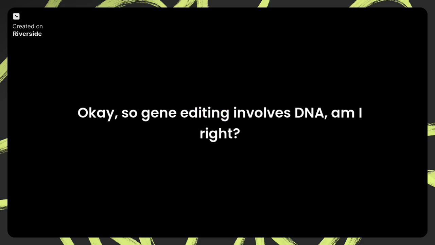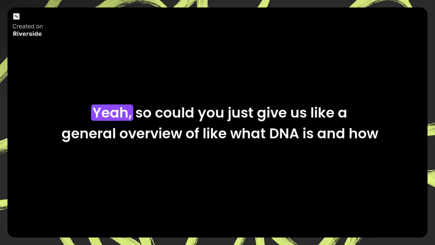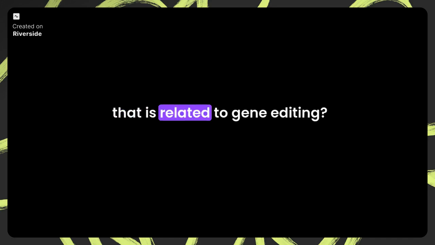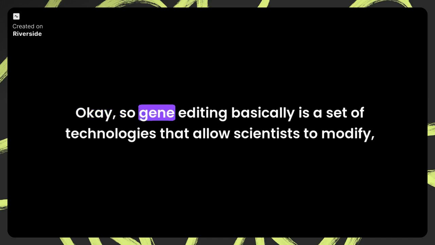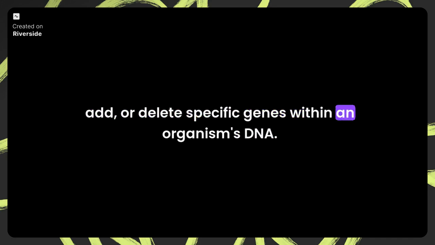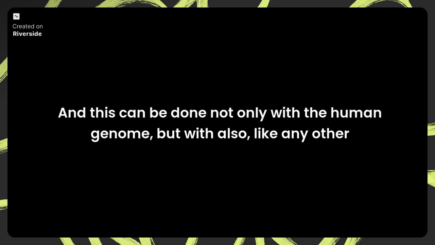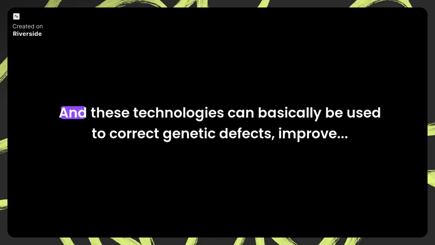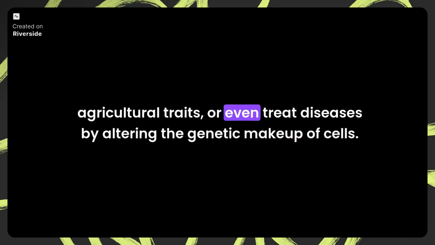Okay, so gene editing, it involves DNA, am I right? Yes, it does. Could you just give us a general overview of what DNA is and how that is related to gene editing? Okay, so gene editing basically is a set of technologies that allow scientists to modify, add, or delete specific genes within an organism's DNA. And this can be done not only with the human genome, but with any other species. These technologies can be used to correct genetic defects, improve agricultural traits, or even treat diseases by altering the genetic makeup of cells.